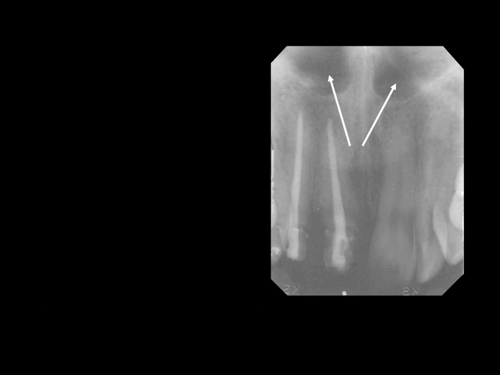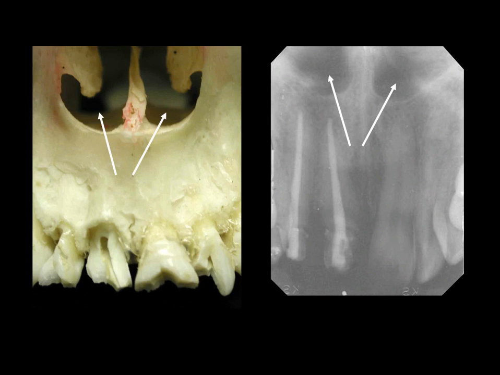On this radiograph, the two arrows are pointing at radiolucencies, well-defined radiolucencies, either side of the midline. These represent the nasal cavities, the bony nasal cavities.